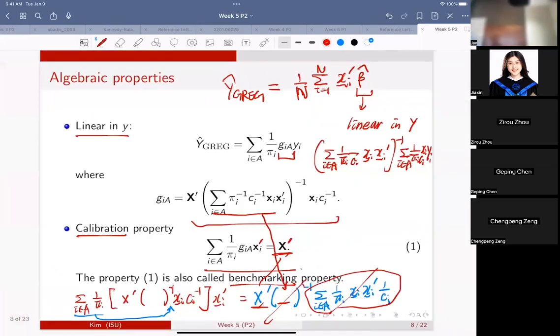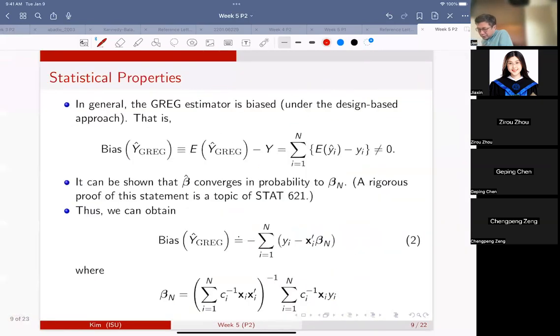And now we want to move on to the statistical property. First of all, we need to understand that the ratio estimator is biased, right? The ratio estimator is a biased estimator, but the bias is negligible. It's the same story for the GREG estimator. The GREG estimator is biased, but the bias will be negligible in the end.